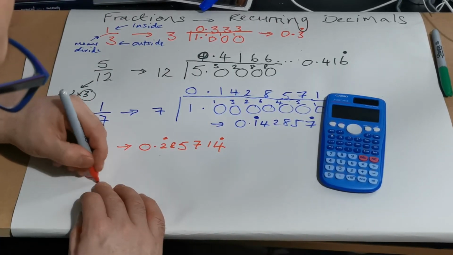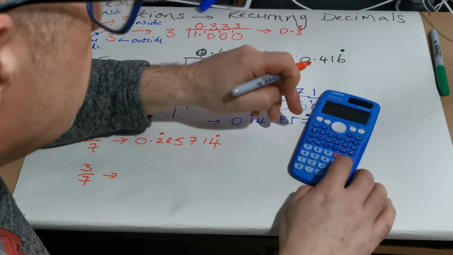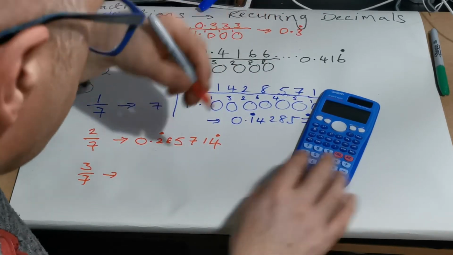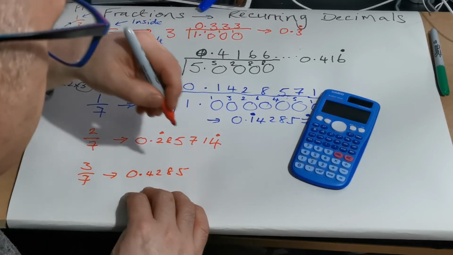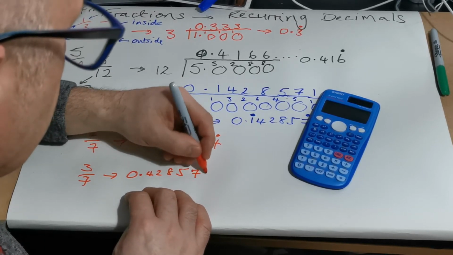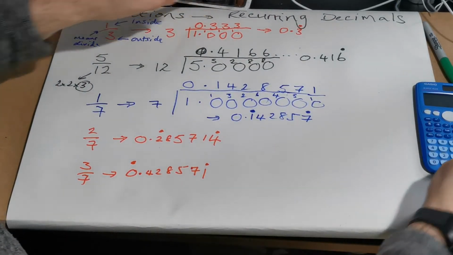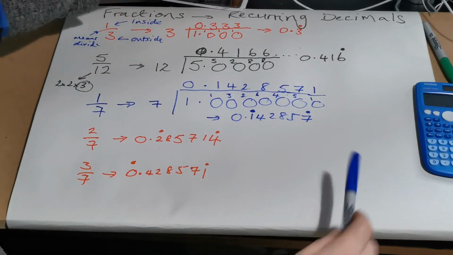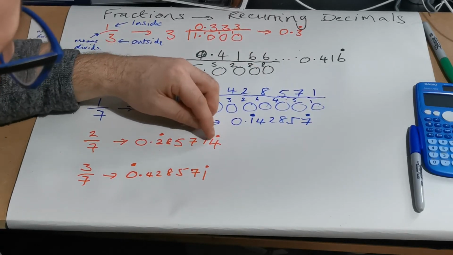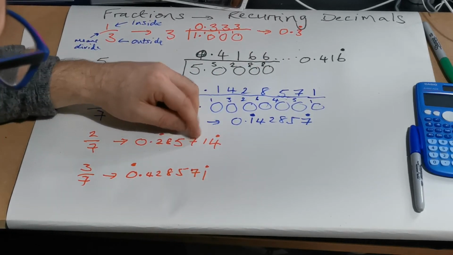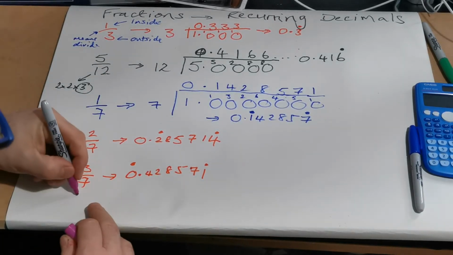And if I look at 3 sevenths, I get 0.428571. Hopefully what you can start to see is it's always the same digits in the same order. 142857, 142857, 142857.